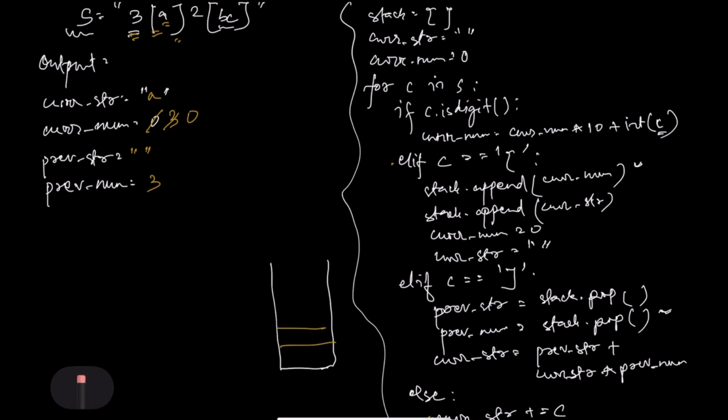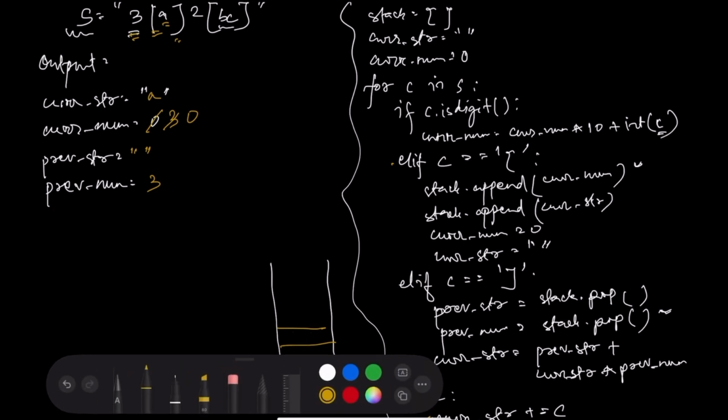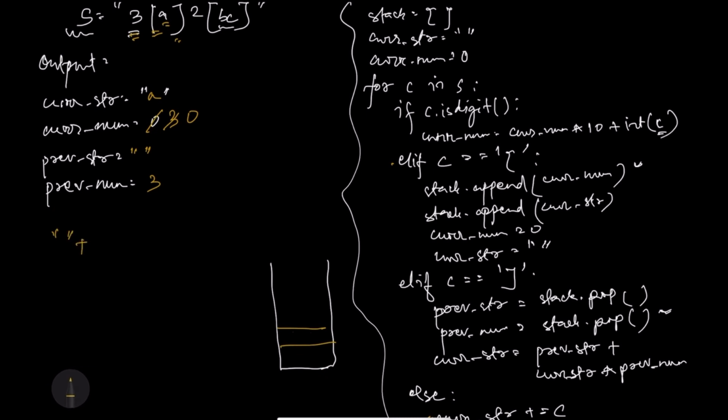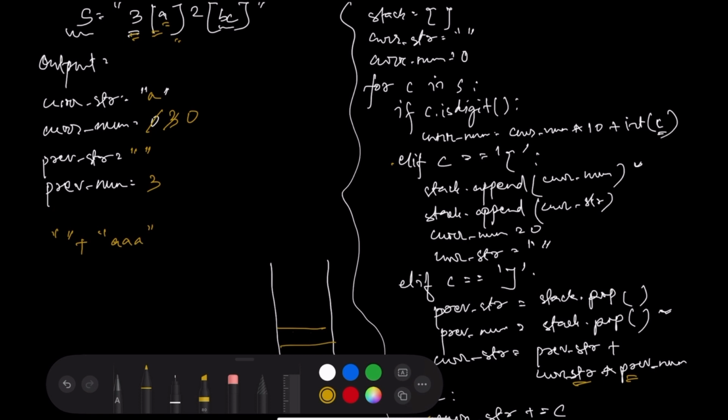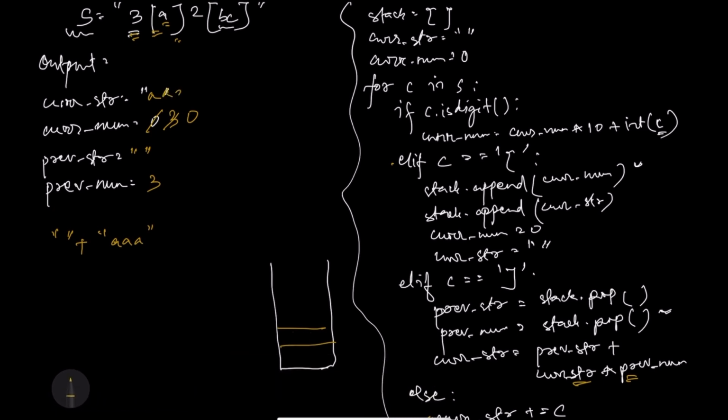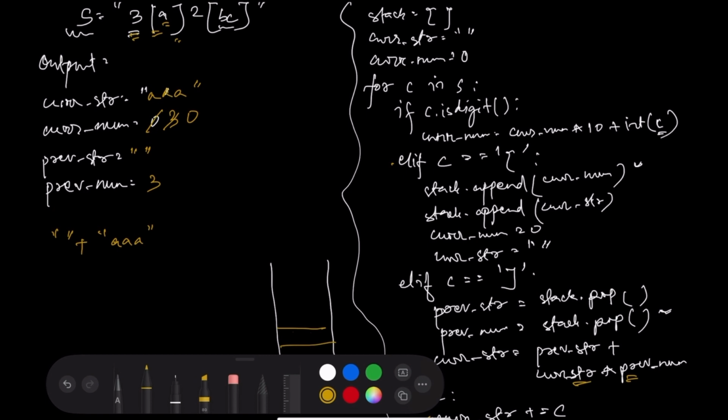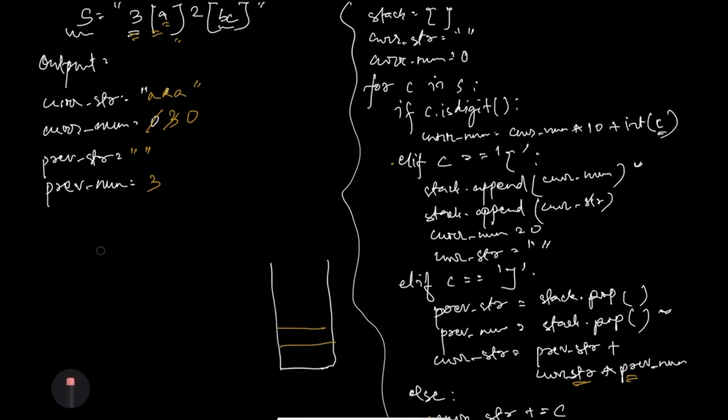So we have popped this out. Now we would update our current string. Our current string would look something like previous string, which is an empty string, plus our current string, that is we have got our current string into previous number, so 3 A's. So now our current string would be 3 A's. So let's update that. So our current string has become something like this.